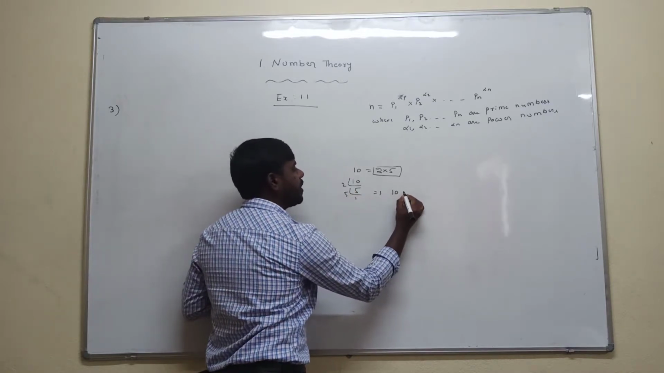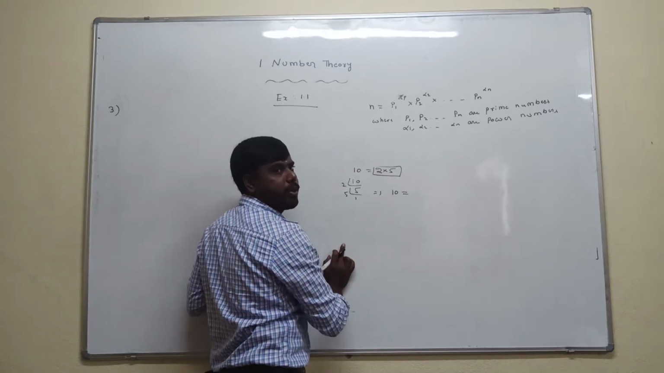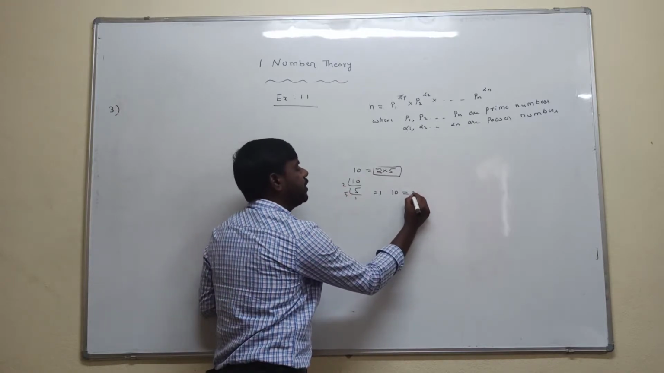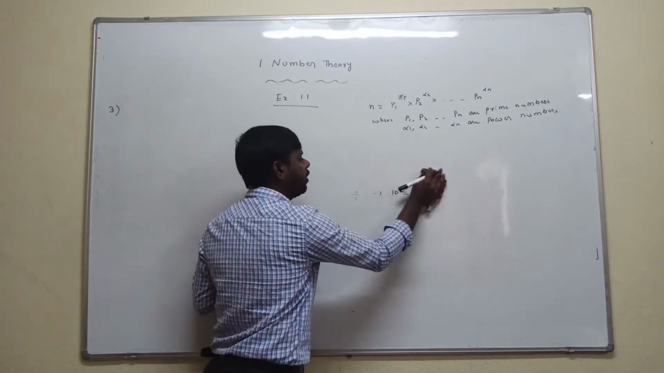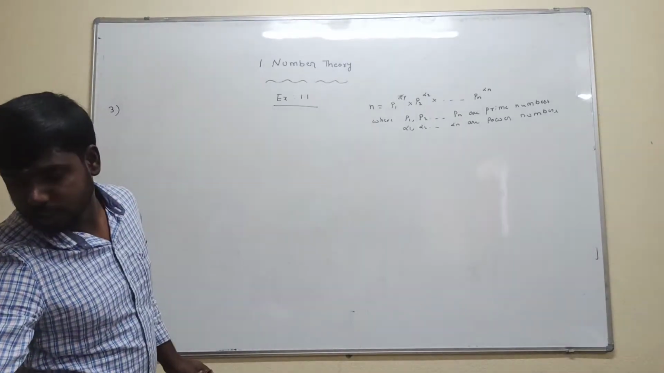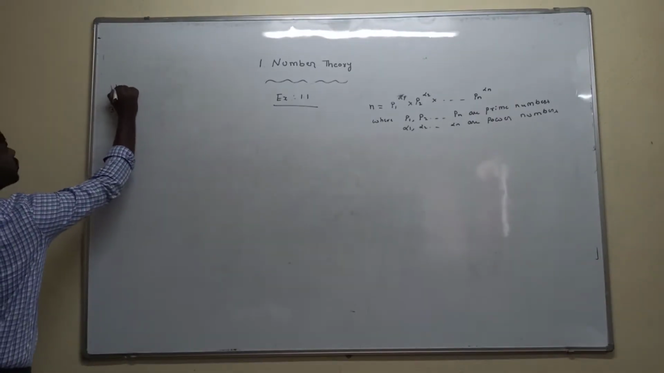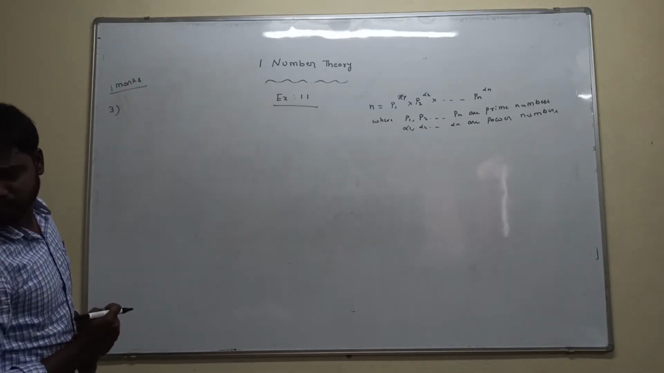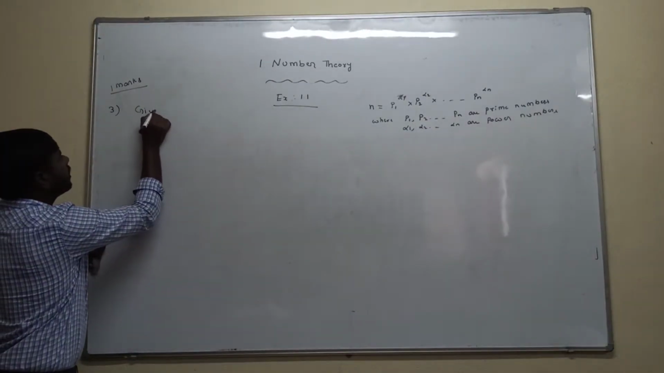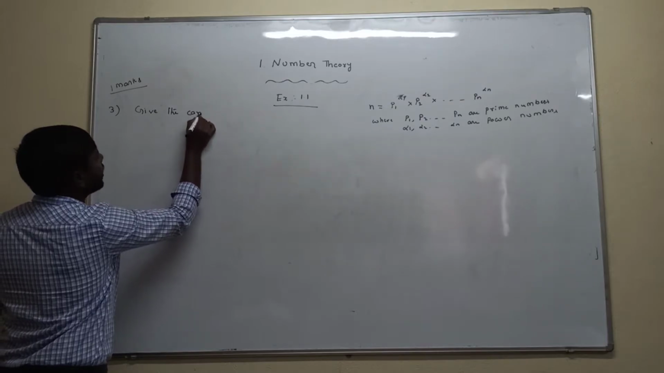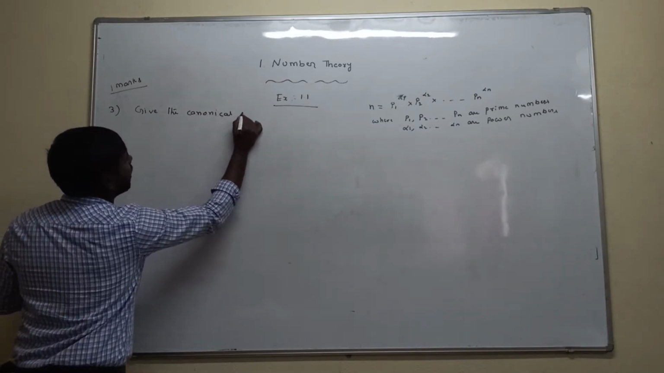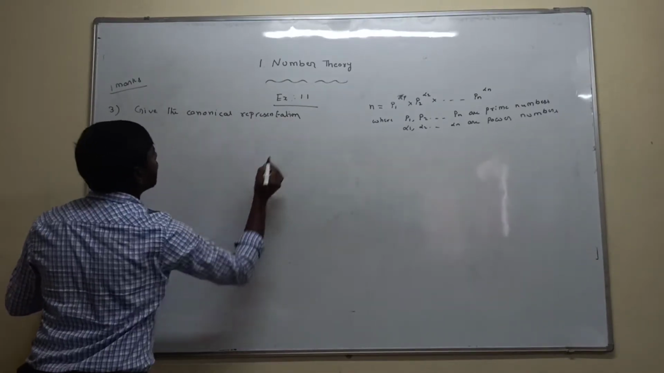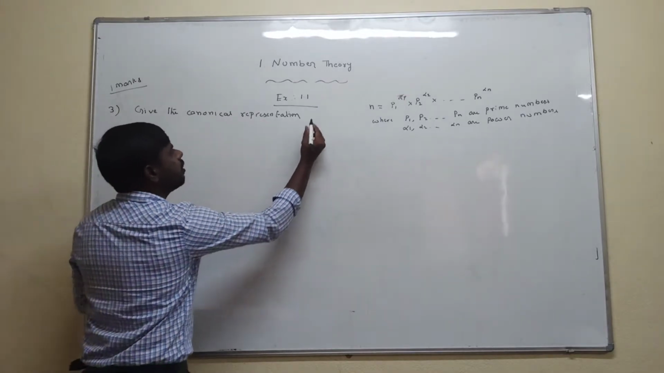Now 10 can be expressed as a product of prime numbers. That's why the product with the divisor elements is 2 into 5. So like that we need to calculate the canonical representation. See question number 3, the 1 mark question. Question number 3, they are asking: give the canonical representation of the following.